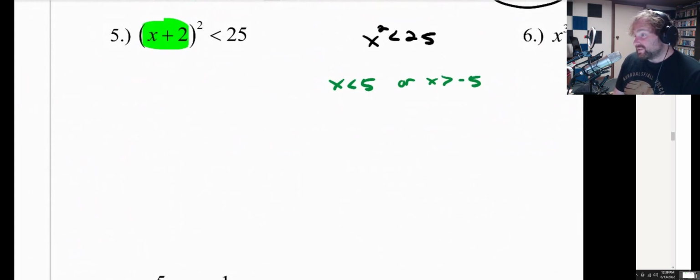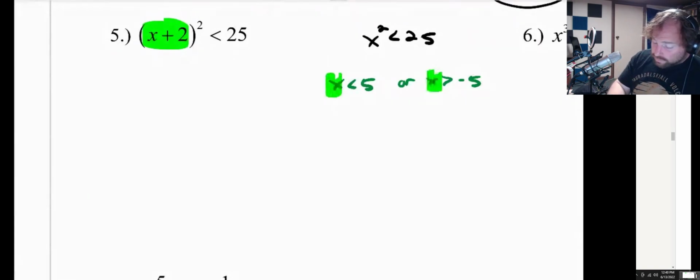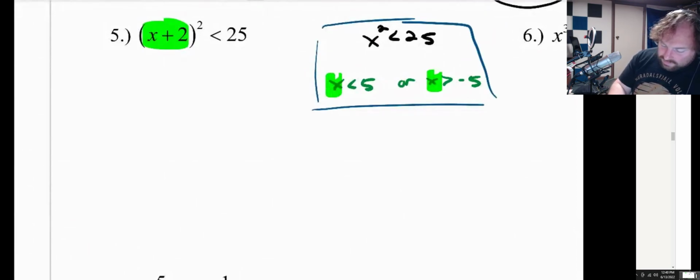4 squared, for example, is 16, and that's less than 25, and negative 4 squared is also 16. But as soon as you go outside of the range of 5 to negative 5, you're out. So what we should consider here is, let's just replace this x in this simpler example with an x plus 2. That'll make the problem really easy. What we know is that x plus 2 has to be less than 5, or x plus 2 has to be greater than negative 5. And these are easy to solve.